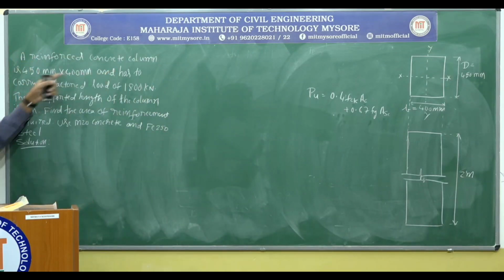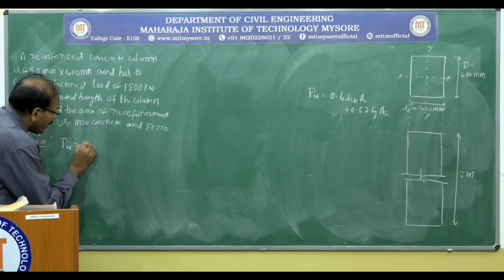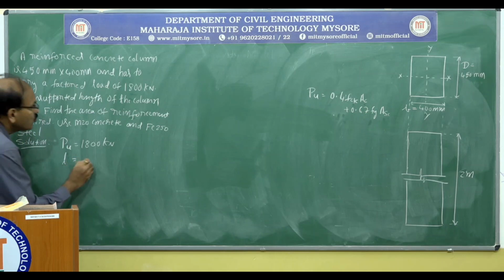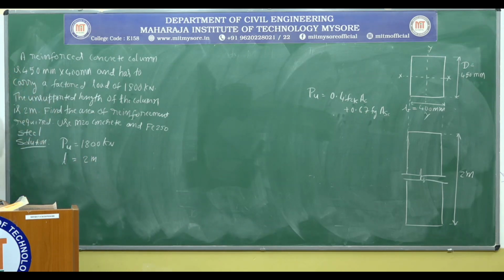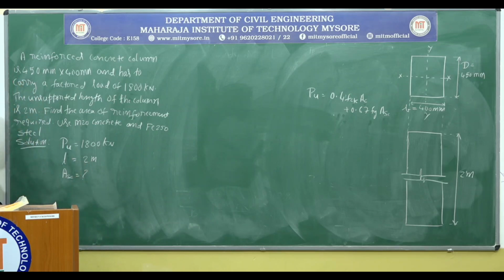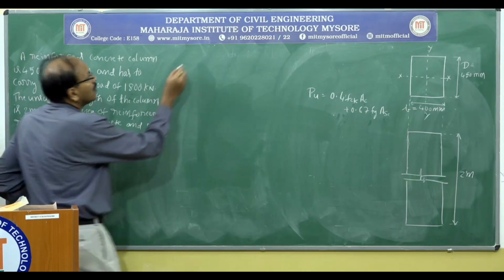So what are the things given here? Column dimensions given, factored load is PU, we don't have to multiply this value by 1.5, so 1800 kilonewton. The unsupported length L equal to 2 meter. Okay. So area of reinforcement ASC, that is compression reinforcement, is a question mark because that's what we are trying to find out. Okay. So the first thing we need to find out is whether the column is a short column or a long column.